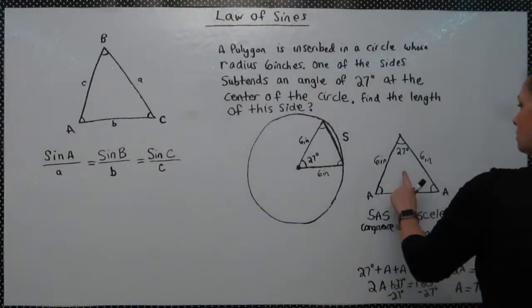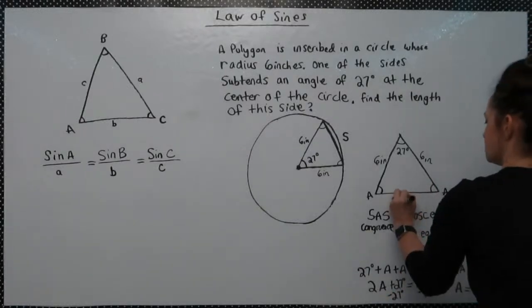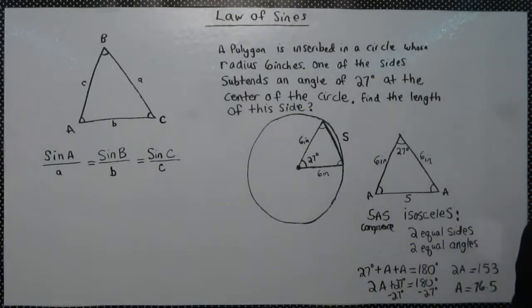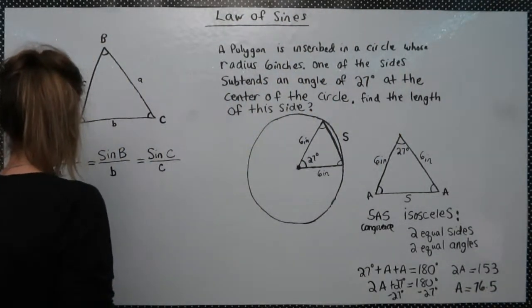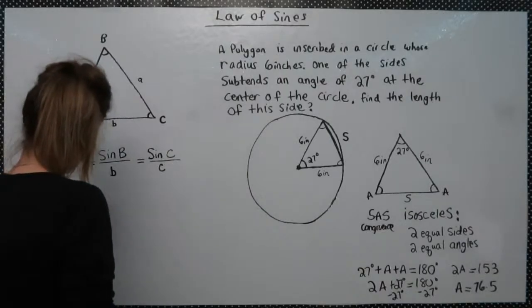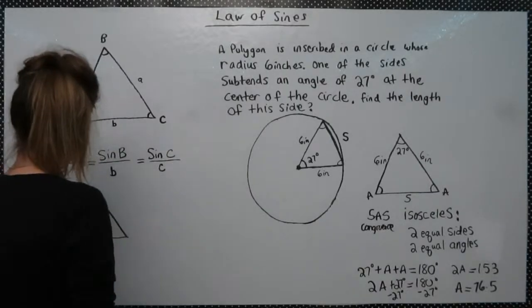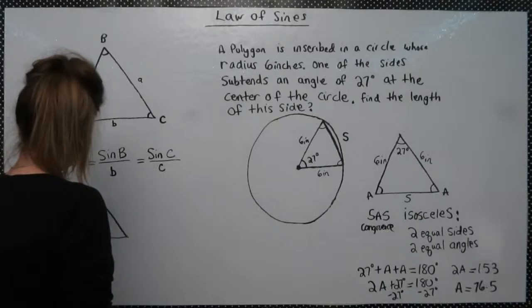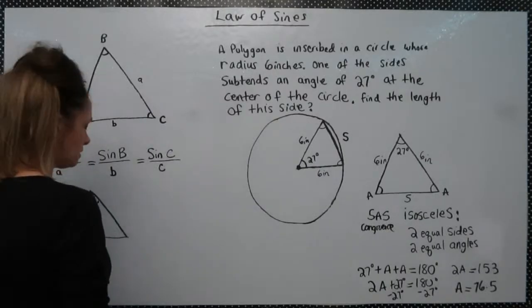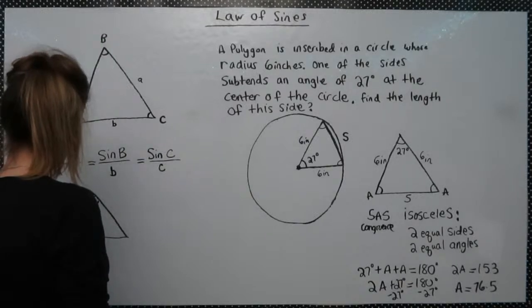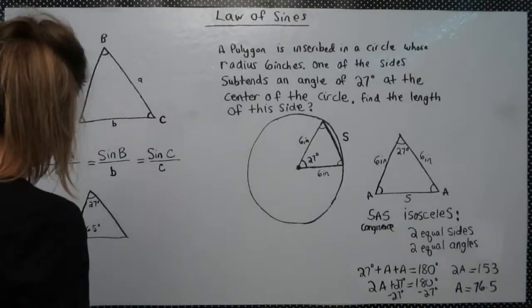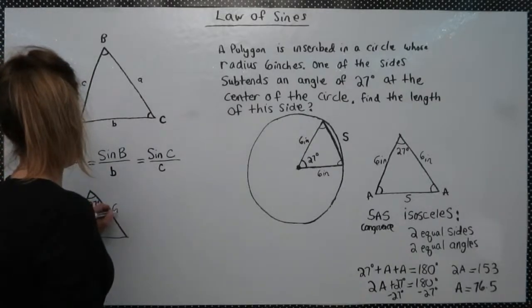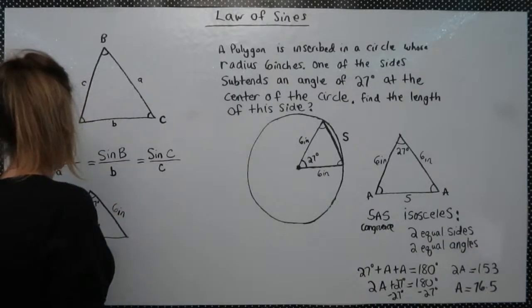So if we're looking for S in between those two, we'll draw another triangle. So we've got angle 27 degrees, and then we've got angle 76.5 degrees. And then we've got 6 inches here, and then we're going to label this S.